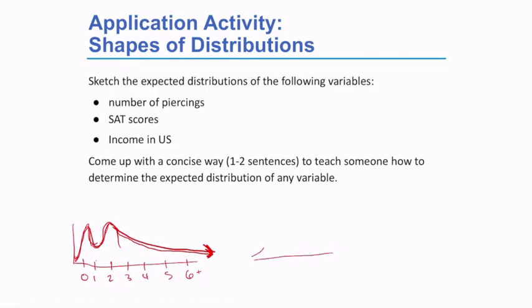SAT scores are going to be roughly symmetric. That is by design. Most standardized tests are roughly symmetric because the tests are designed to be a bell curve. Income in the United States is going to be right skewed. You've got most of the people making under $100,000 a year, and then you've got a few very, very rich millionaires.